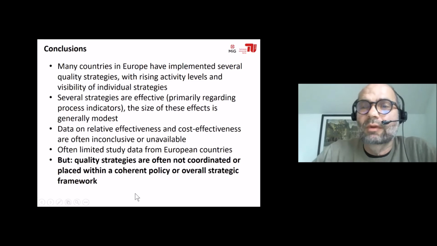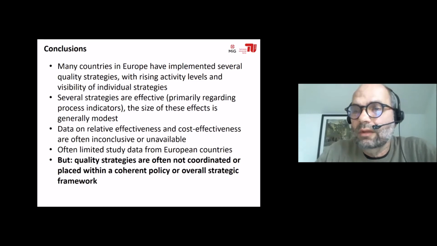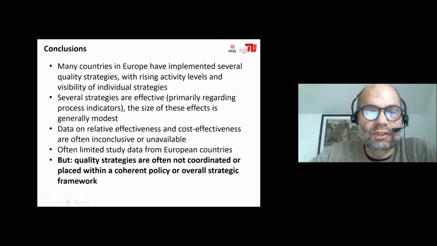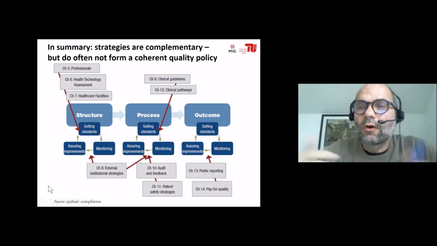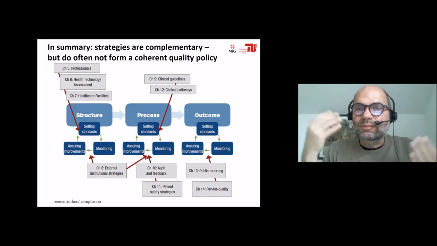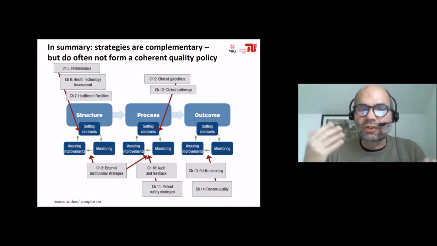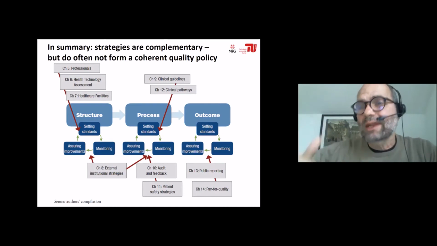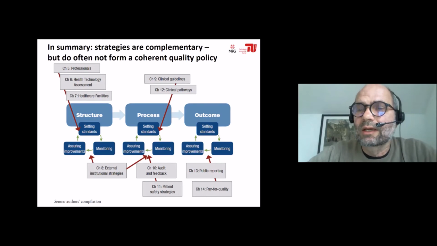And so the main problem which we identified is that the quality strategies implemented in many European countries are often not coordinated or placed within a coherent policy or overall strategic framework. Going back, I said we sorted it by this PDCA cycle with setting standards, monitoring, and assuring improvements. But it would require that you combine all these strategies, and the other strategies which we have not looked at, into a coherent framework, and we would say this is really where the attention of policymakers, but also managers inside their institutions, should be for the future. Thank you for listening to our presentations.